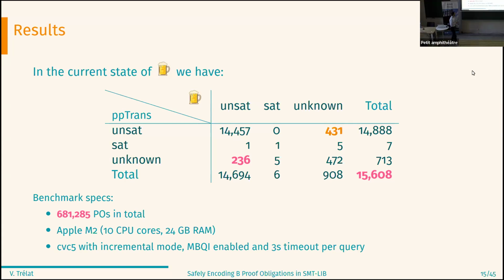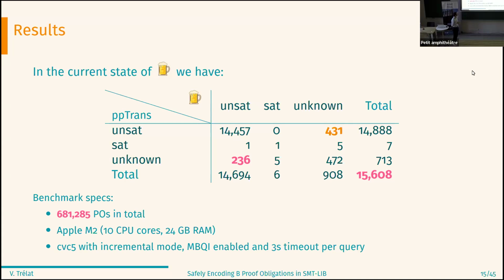With the current subset of the language that I'm supporting, I'm able to encode a bit more than 15,000 proof obligations. First thing to notice is that, so it's PP trans against Beer. In 95% of the cases, we both agree. Now, there are some cases in which we don't.